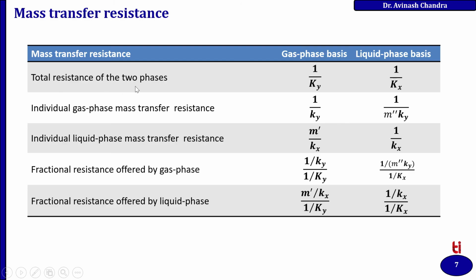The total resistance of the two phases is 1 by Ky or 1 by Kx. The individual gas phase mass transfer resistance is 1 by small ky or 1 upon M double dash Ky. The individual liquid phase mass transfer resistance is M dash upon Kx or 1 upon small kx. The fractional resistance offered by the gas phase is 1 by Ky or 1 by capital Ky, or in this case this much. The fractional resistance offered by the liquid phase is this much and this much.